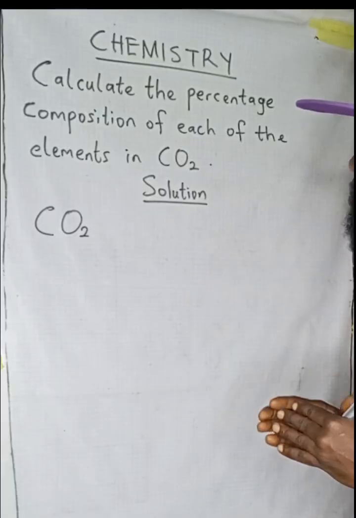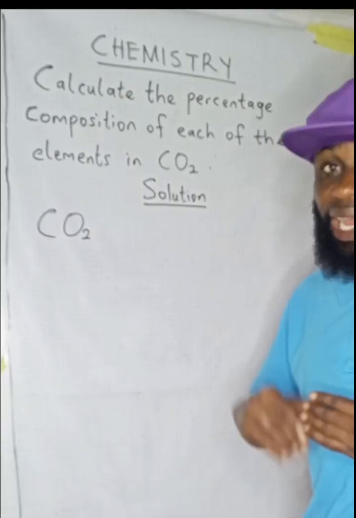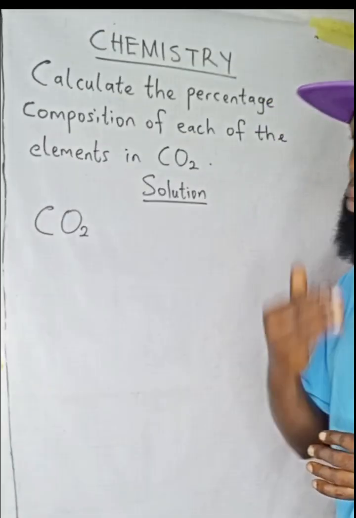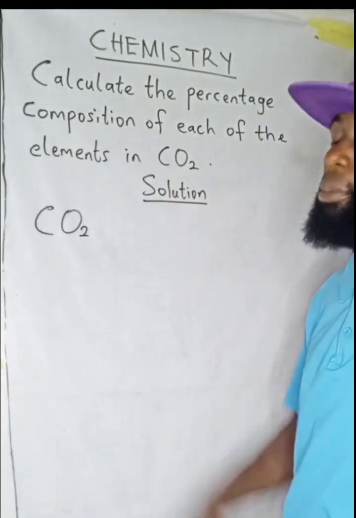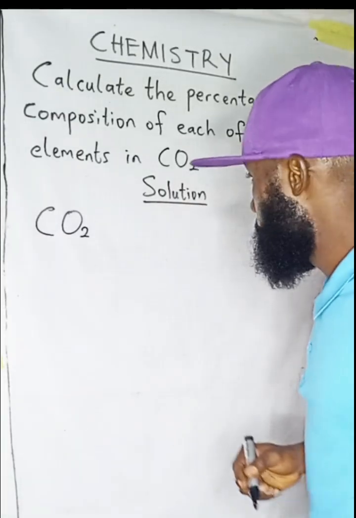While that of oxygen will be, we're going to find the relative molecular mass of oxygen, and divide it by the relative molecular mass of the compound and multiply by 100. The answer will be in percentage. So let's start.